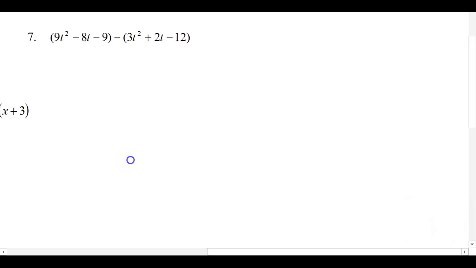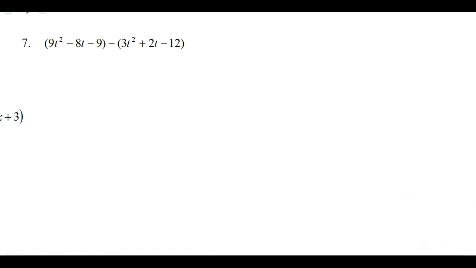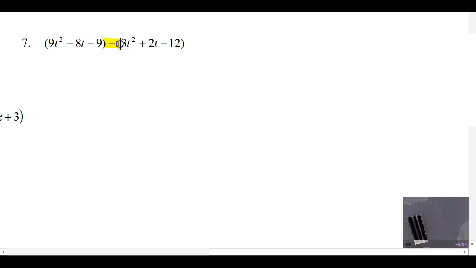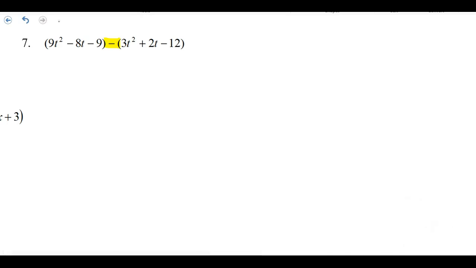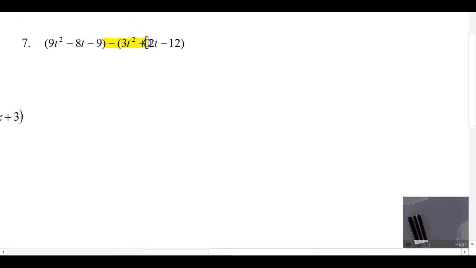Okay, number 7. Now number 7, this is similar, but the difference is now we have a negative in the middle. If we have a negative, it's going to change the sign to everything to the right of it inside those parentheses. Just inside those parentheses there. So if there's a negative in front of the parentheses, then you change everything inside the parentheses.